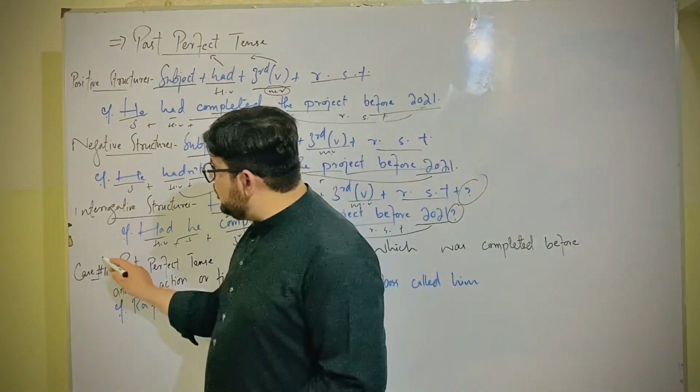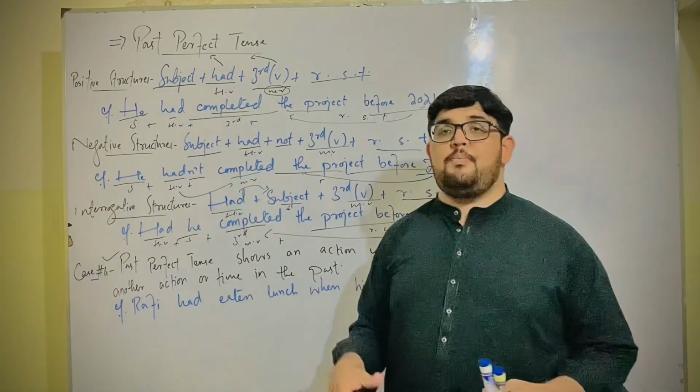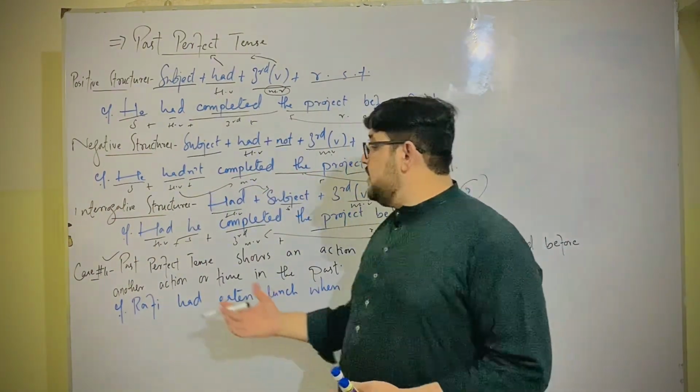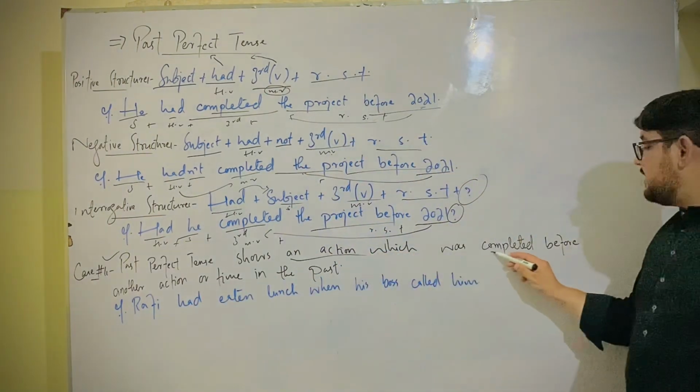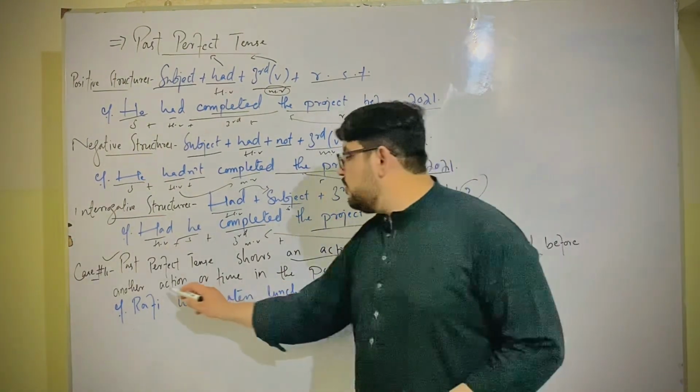What is the definition or case or usage of past perfect tense? The first one is that past perfect tense shows an action which was completed before another action or time in the past.